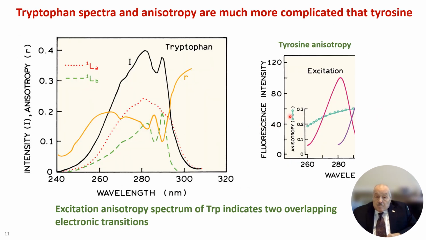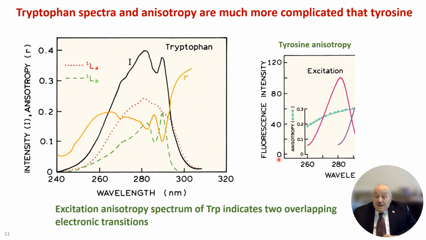So now we come to really the subject of today's lecture, which is tryptophan. And the tryptophan spectra and the anisotropy spectra are much more complicated. Let's just look at the anisotropy spectrum first here. This yellow line, you can see it's quite a mess. It doesn't look anywhere near smooth. This is part of the tyrosine anisotropy spectrum that I put here.